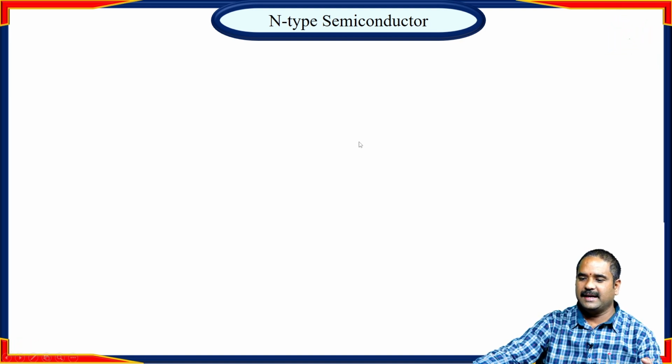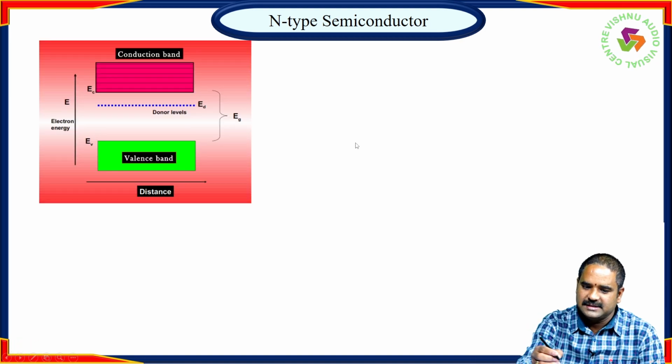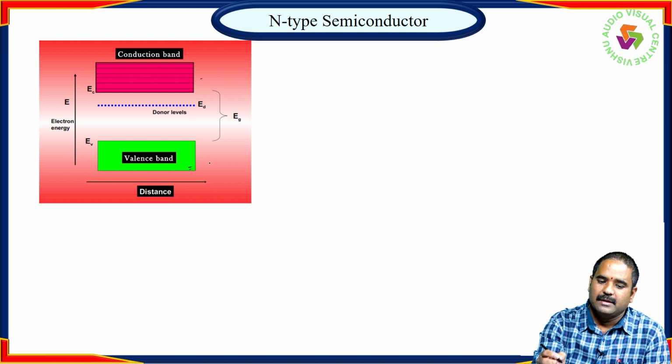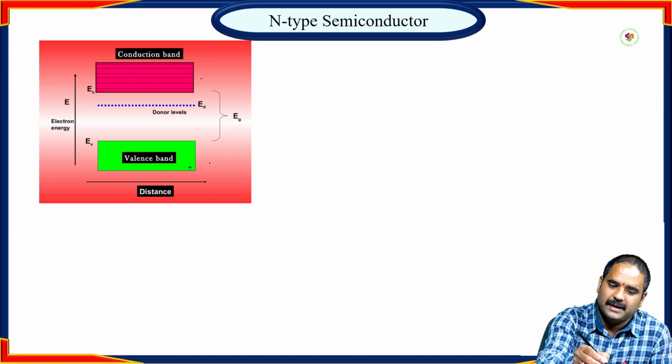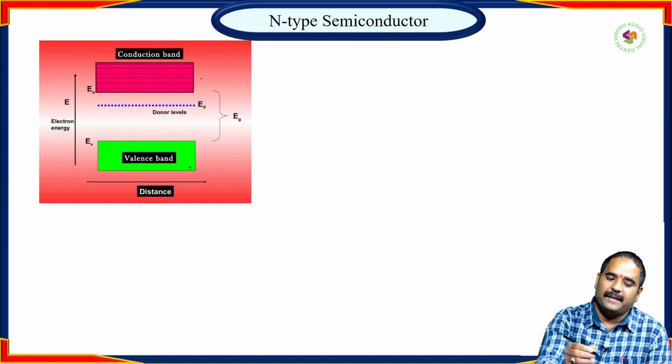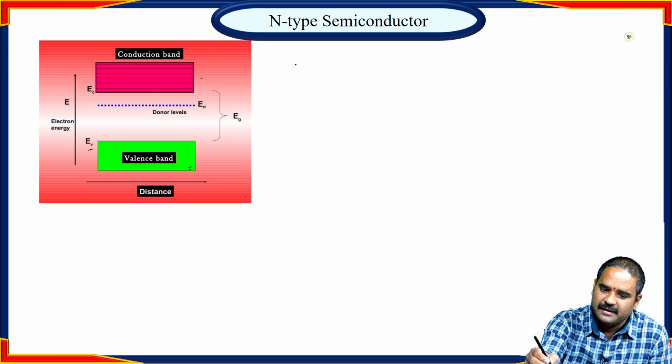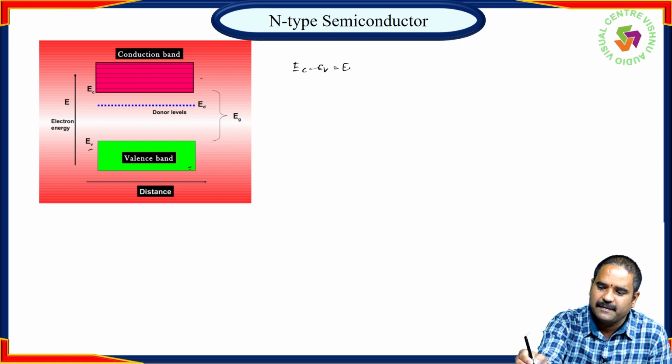If you see the energy band diagram of N-type semiconductor, this is the conduction band and this is the valence band. The bottom of the conduction band is denoted by EC and the top of the valence band is denoted by EV. The energy difference between EC and EV is known as the energy gap of the material.